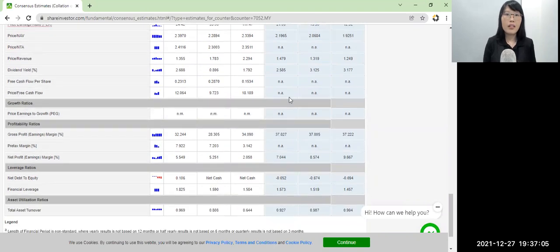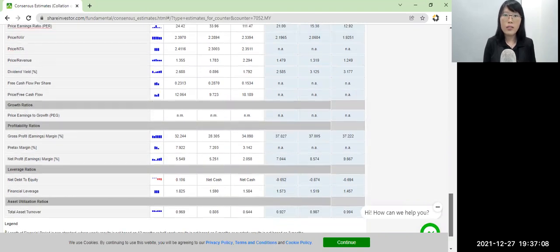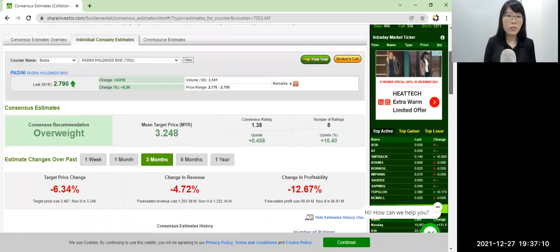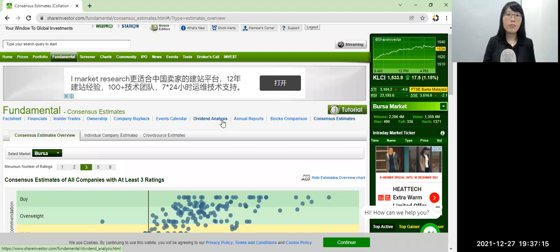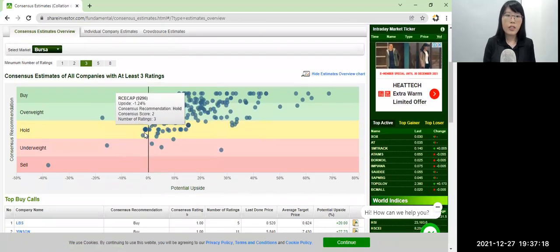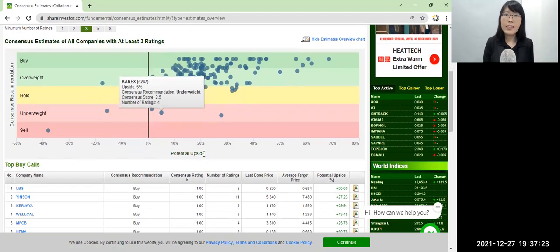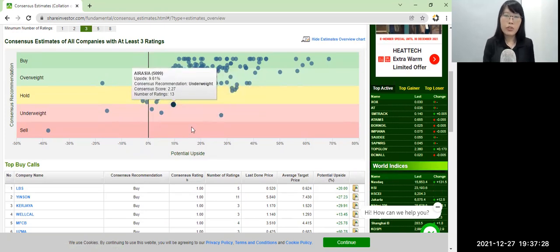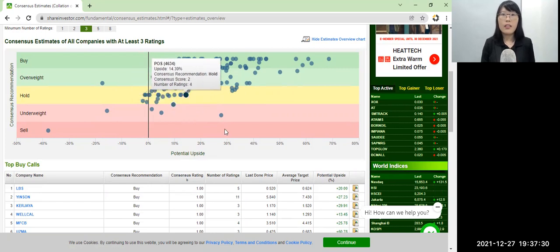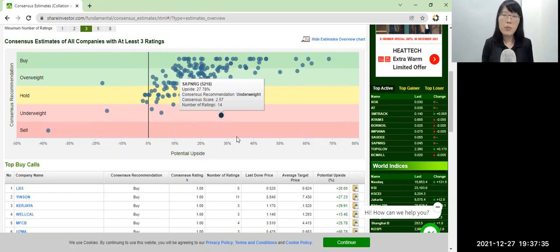Now let us go to the consensus estimate overview. So this is for the whole industry. Okay, so look at this. This is a very powerful feature. So you can see which stock is under buy, sell, or hold recommendation. All of these recommendations are provided by the licensed research houses.